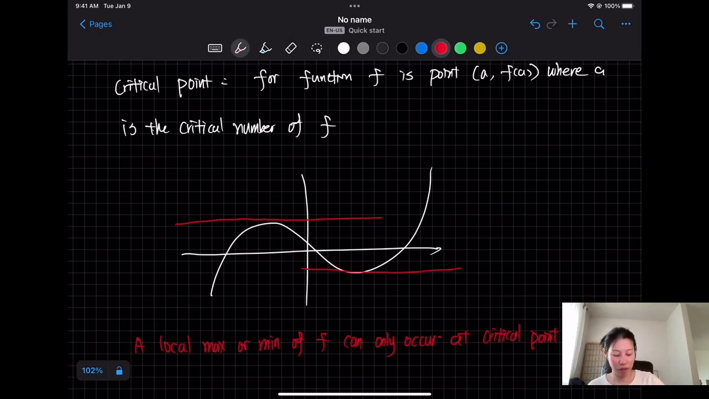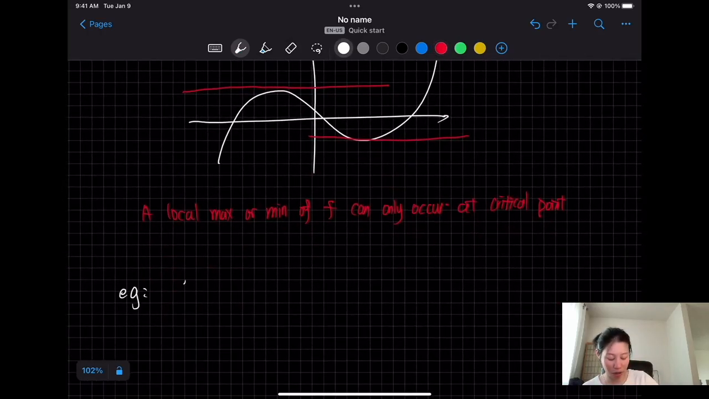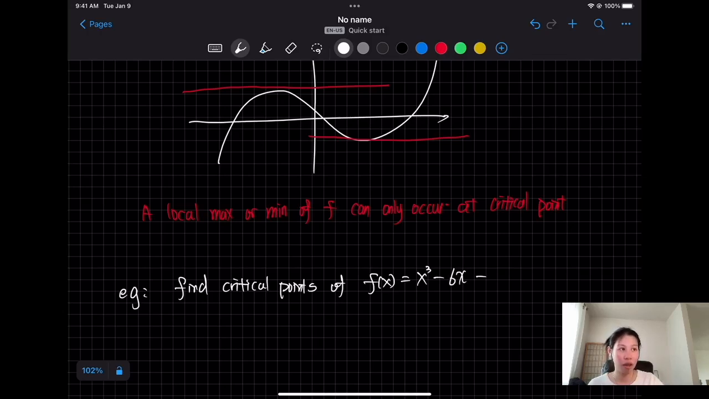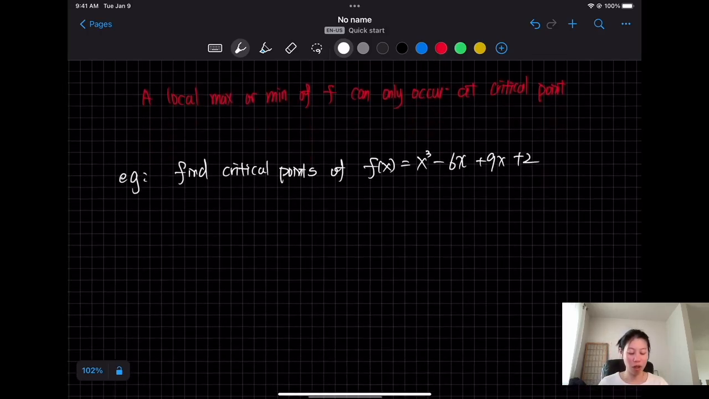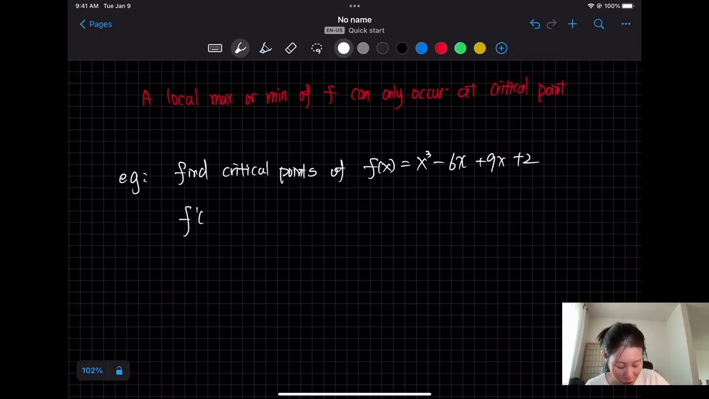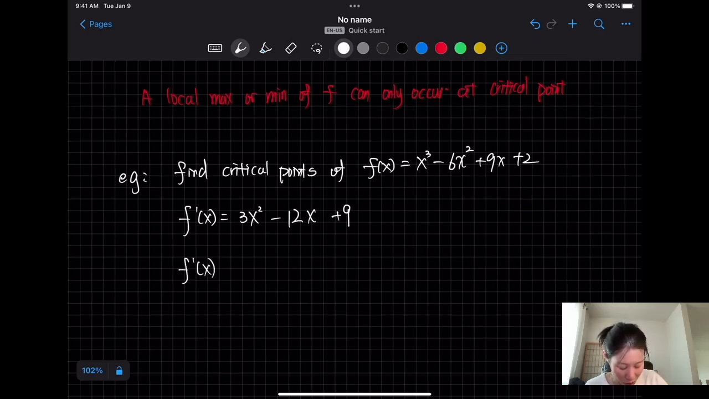So now let's give an example. I want you to find all of the critical points of this function, f of x equals x cubed minus 6x squared plus 9x plus 2. We know the critical point occurs when the derivative is equal to 0. So the first step is to find the derivative of this function. I have 3x squared minus 12x plus 9.